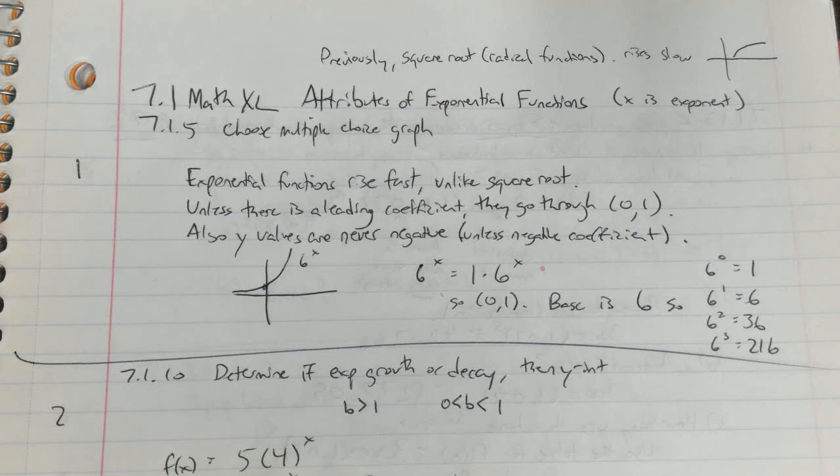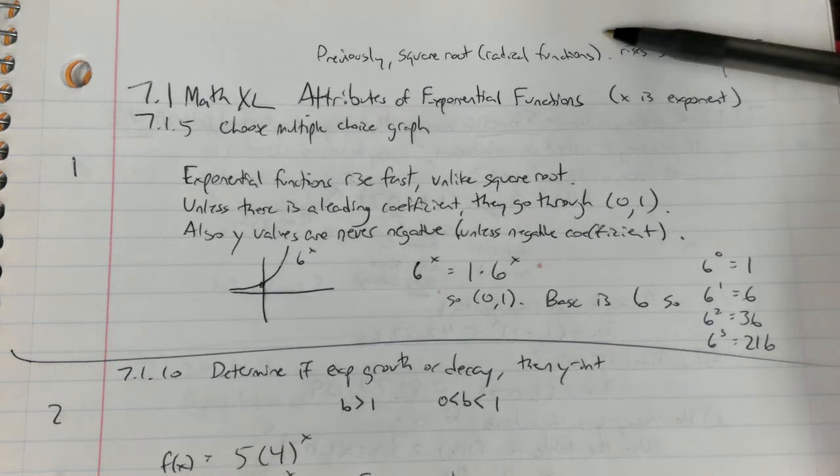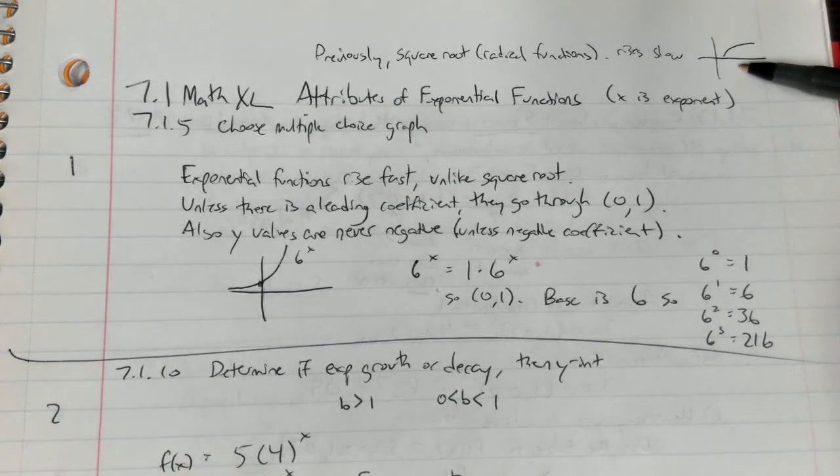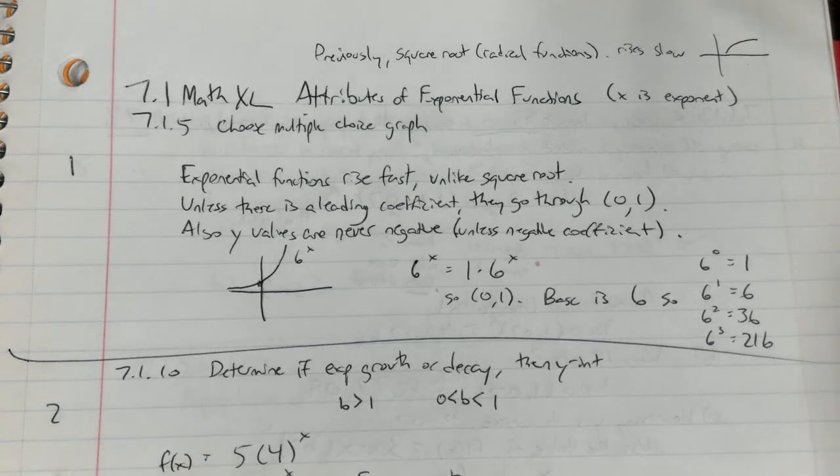So basically x is the exponent. Previously we did square root functions, which are called radical functions, which look like that. Basically it rises slow. In these, exponential functions rise fast, unlike square root. There are also a couple of properties, or attributes, characteristics, all that.